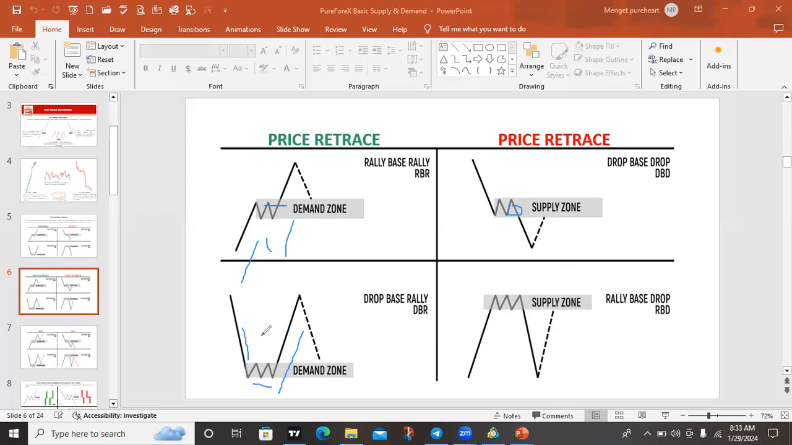So also here, when you see a drop-base-rally, when the market drops, you see a little consolidation like this. The next move is going to be aggressive. You see an aggressive move with a lot of force like this.